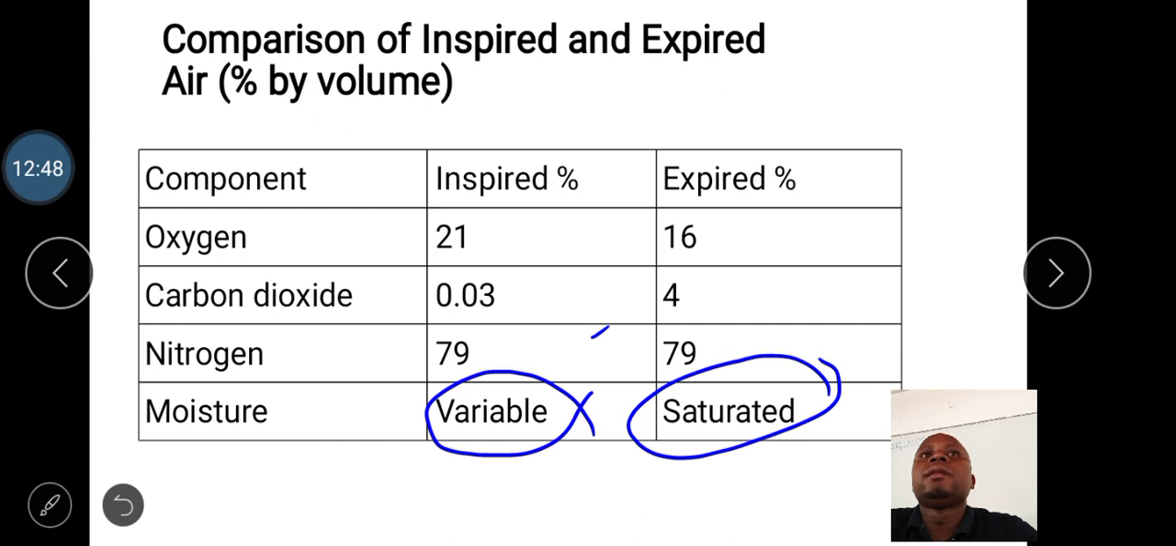Good. So, what gas moves into the lungs or passes across the alveolar wall into the blood capillaries during gaseous exchange? The answer is oxygen. And the gas which passes across the walls of capillaries from the blood capillaries to the alveolus, the gas is carbon dioxide.